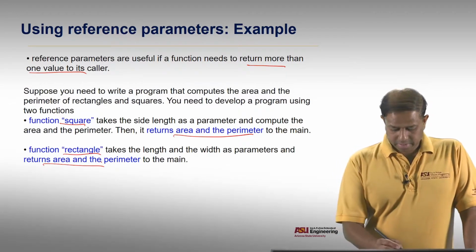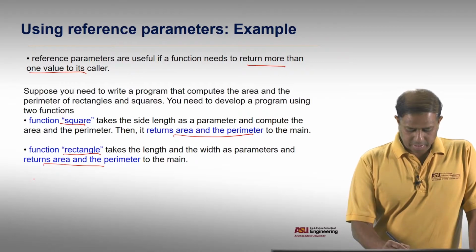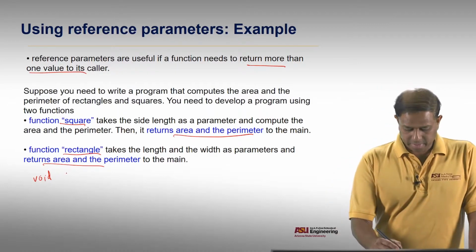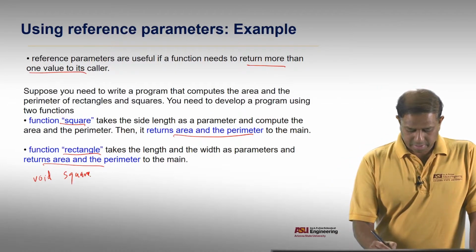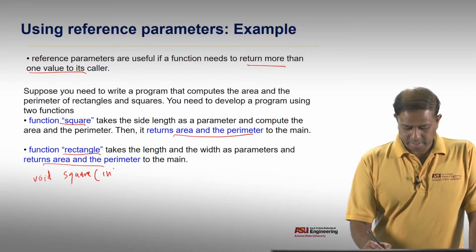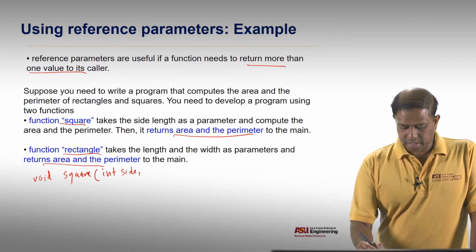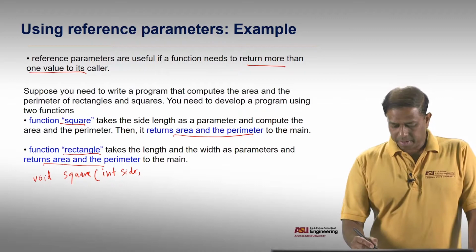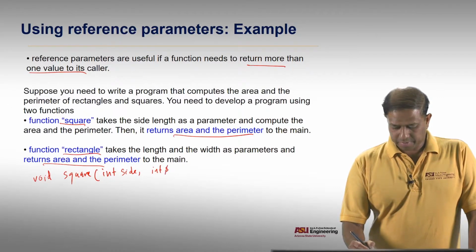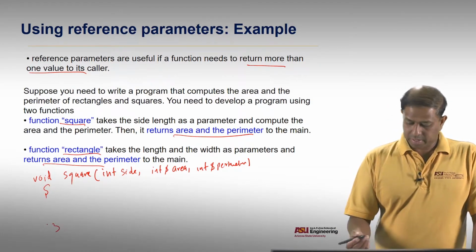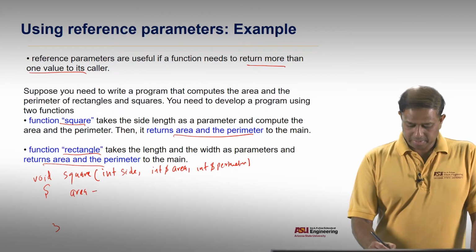So here is, let's say, the square function. We can write it as a void because we will be passing data as a reference this time. So square, and then we are passing the size of the square, that's the side length. Okay, and then we will be passing an integer reference to area and an integer reference to perimeter, right?